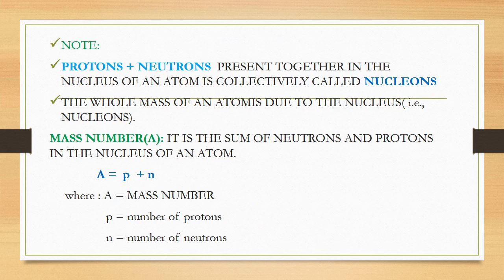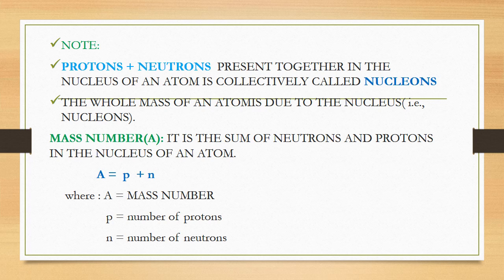However, you need to note that the number of protons plus neutrons, which are the subparticles present inside the nucleus of an atom, are collectively called nucleons. This we had already discussed in part 1 of atomic structure, remember? Likewise, the second point also we had discussed in part 1. And what does it state? It states that the entire mass of an atom is due to what? Nucleus. And what is present inside the nucleus? Protons and neutrons, which are the subparticles, and they are collectively called nucleons.